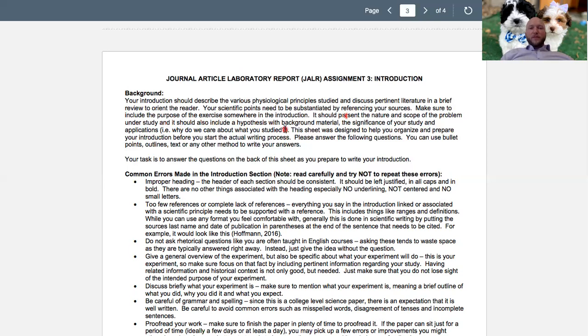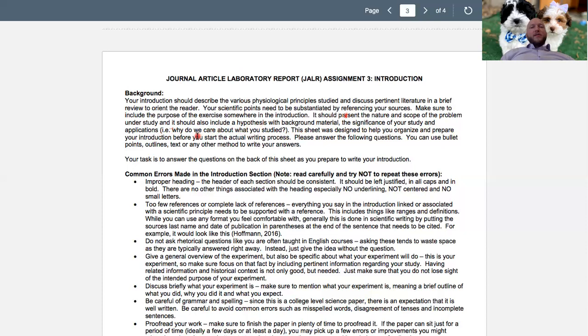What's the purpose? It should present the nature and scope of the problem under study, and it should also include a hypothesis. Your paper will definitely include a hypothesis if you want to get 100%. Please reference Journal Article Assignment 2 for how to write a hypothesis. Hypothesis with background material. The significance of your study and applications.